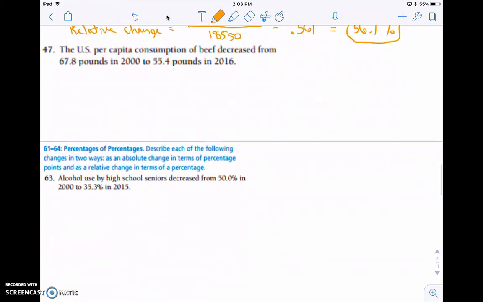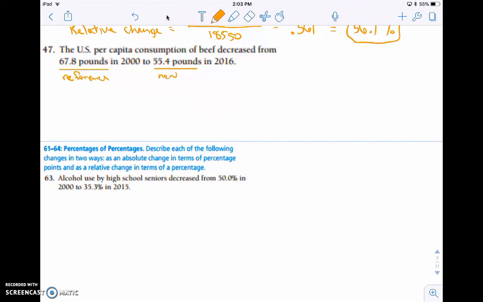Okay, another one. Let's look at the U.S. per capita consumption of beef. It decreased from 67.8 pounds in 2000 to 55.4 pounds in 2008. So when it says decreased from, here's where we started. This 68 is our reference. And then 55.4 is going to be the new value that we have.